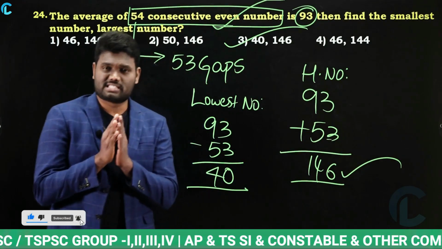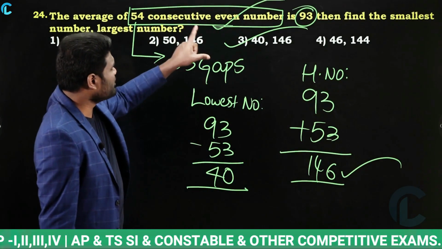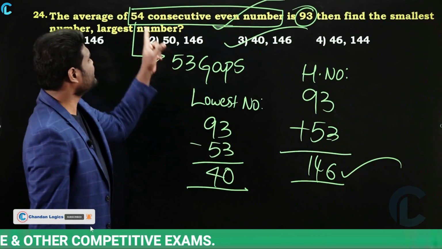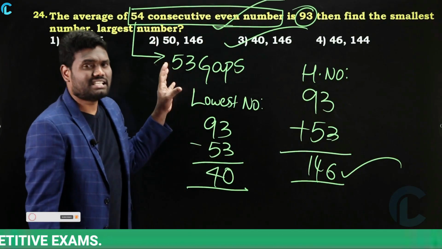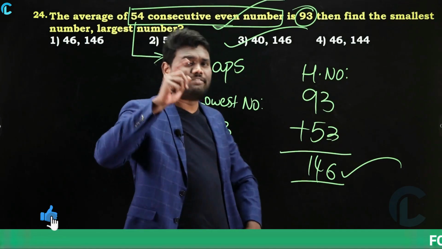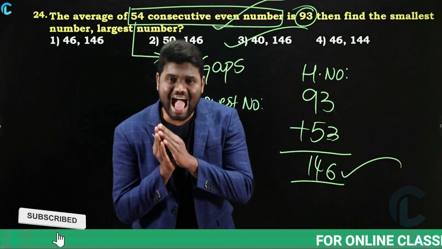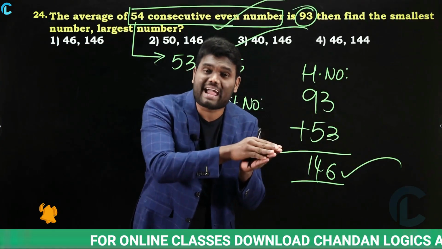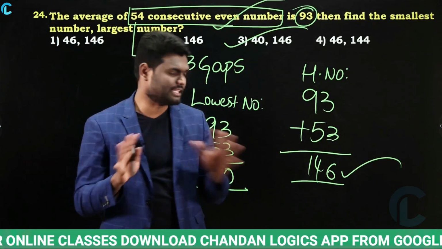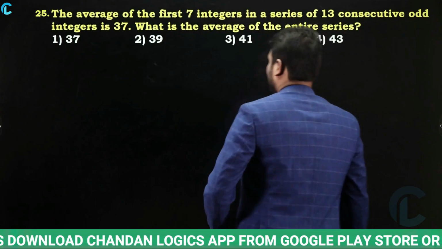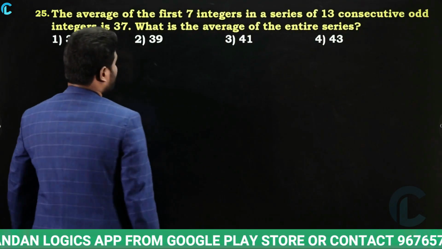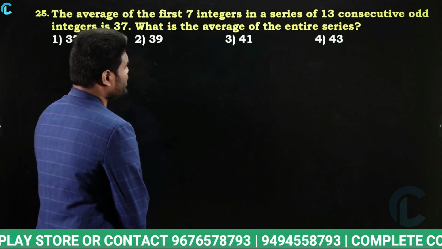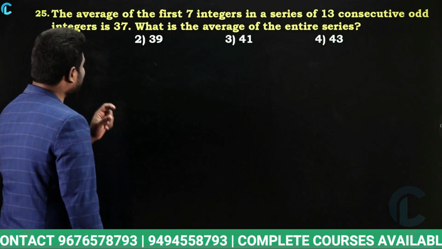Okay. Very, very simple. Whenever the question is about consecutive even numbers or consecutive odd numbers, just take the number of gaps. If they ask you the highest number, add the number of gaps directly. If they ask you the lowest number, subtract the number of gaps directly. That's it, nothing more than that. Okay. Next one, the average of the first 7 integers in a series of 13 consecutive odd integers is 37.